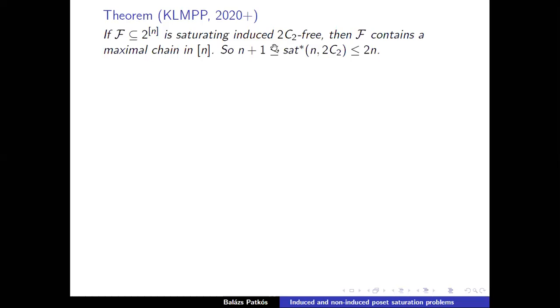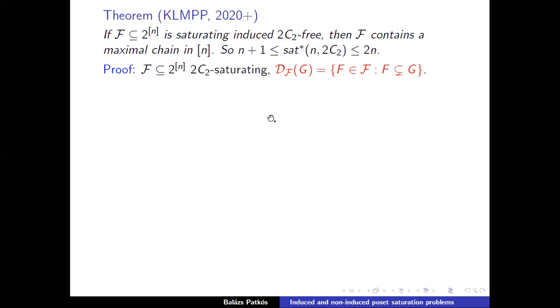So I will show you, hopefully in five minutes, how this proof goes. Okay. What we want to do is introduce the downset of G with respect to the family F. This is another family of sets: all the sets in the family F that are strict subsets of G.